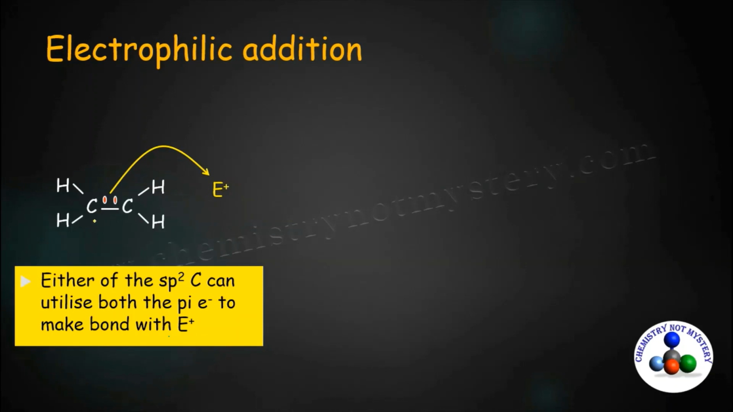If I number it as carbon 1 and this is carbon 2. So for example, carbon 2 utilizes both the pi electrons to make bond with electrophile. So here carbon 2 has formed bond with electrophile and carbon 1 is left with no electrons. So positive charge will develop at carbon 1.